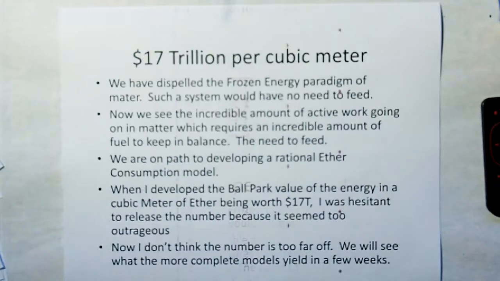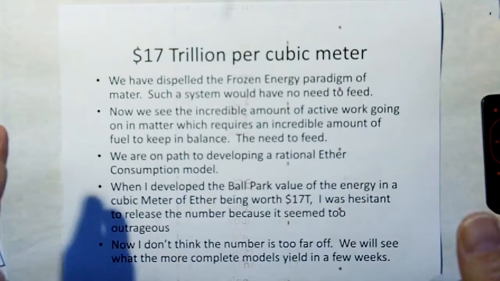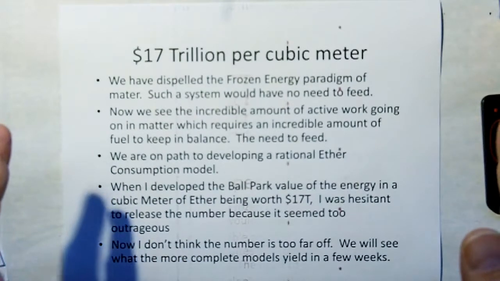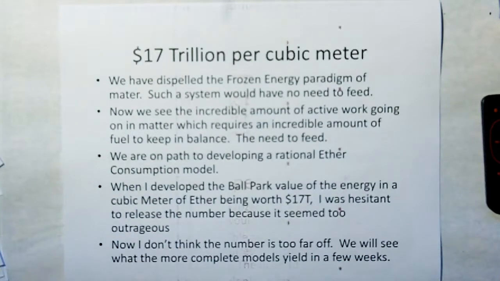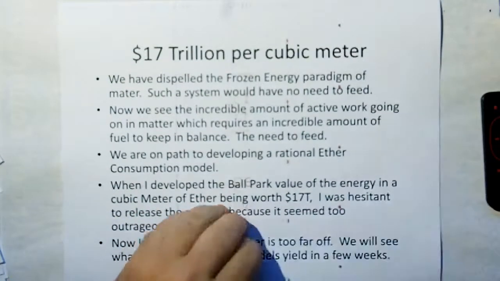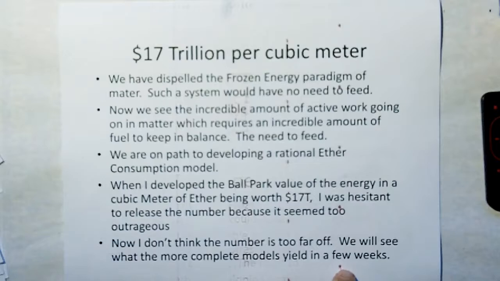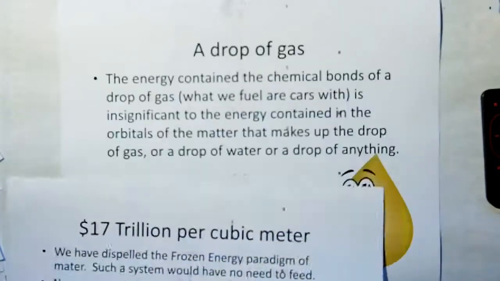When I developed the ballpark value of energy in the cubic meter, where it was coming out to be $17 trillion per cubic meter of ether, I was hesitant to release it because it just seemed too outrageous. But now I don't think the number is too far off, and we're going to see when the final models come out, which might be a few weeks, it might be a few months. I can't tell how quickly these things are going to go. I'm hoping it's a few weeks.